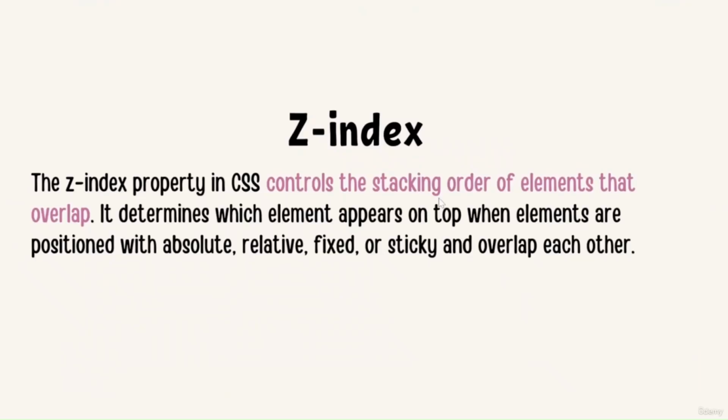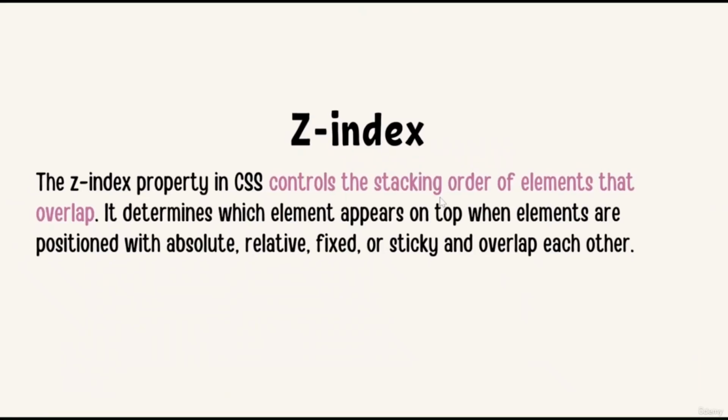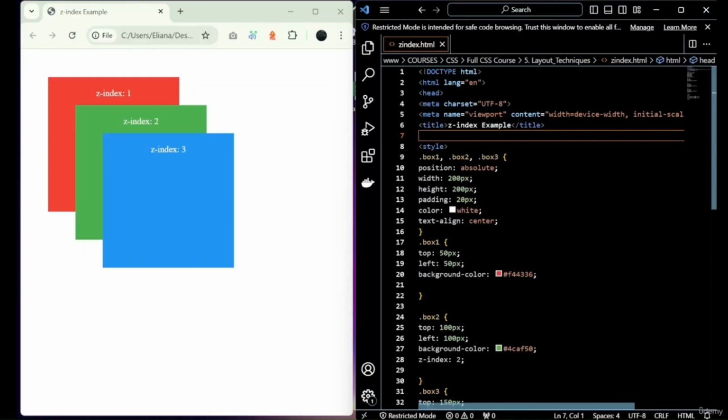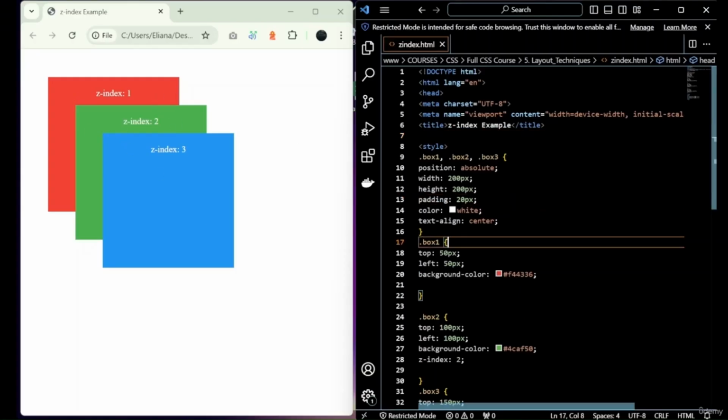All right, let's continue with z-index. So it is a property in CSS that controls the stacking order of elements that overlap. It determines which element appears on top when elements are positioned with absolute, relative, fixed, or sticky and overlap each other. So z-index is very simple to explain.